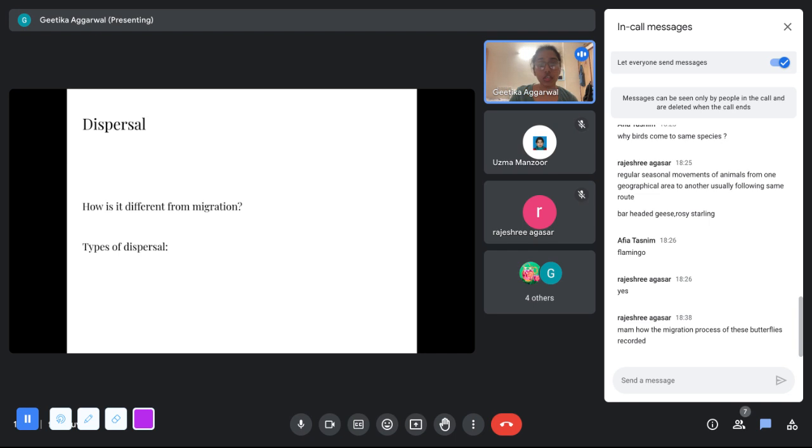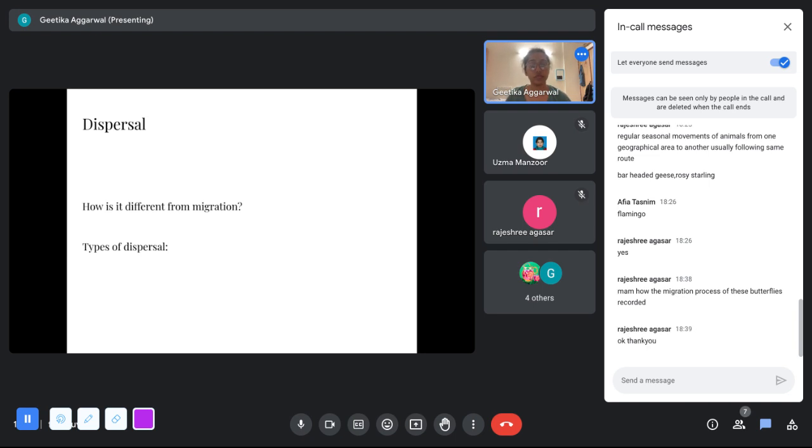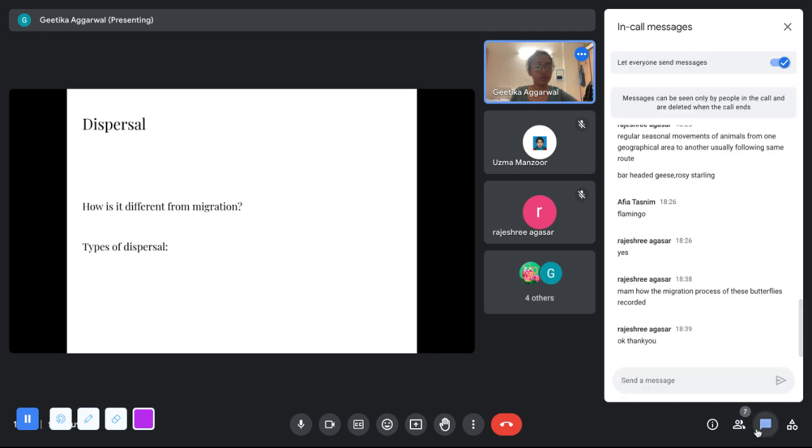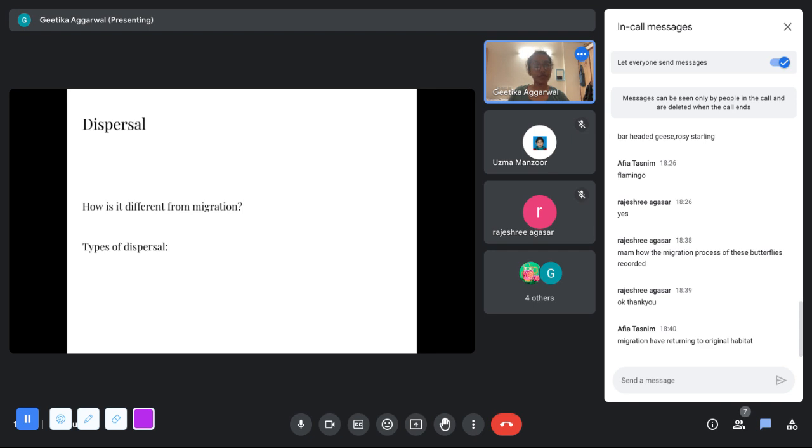So moving on, let's talk about dispersal. Can you tell me what dispersal is and how it is different from migration? What do we mean by dispersal and how is it different from migration? This should be pretty easy. We've already discussed what dispersal is. Anybody would like to answer that?